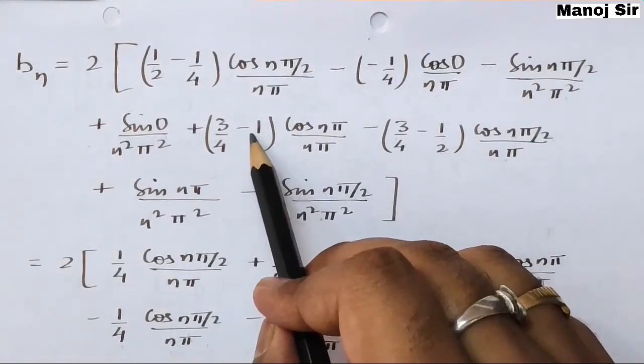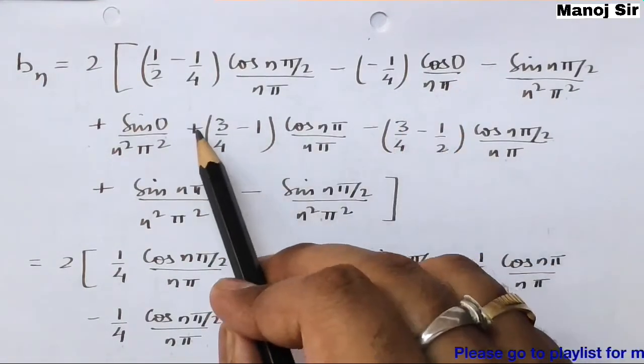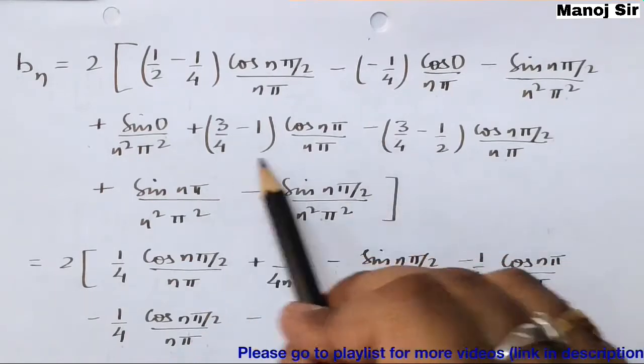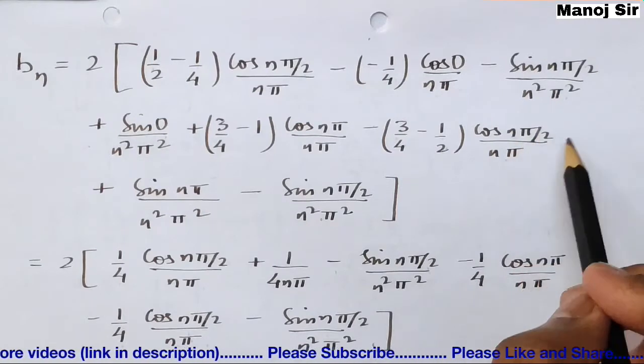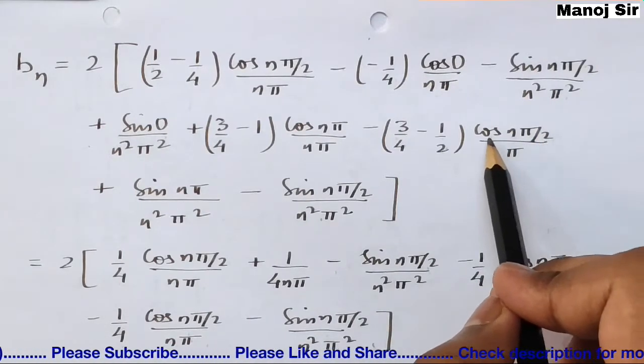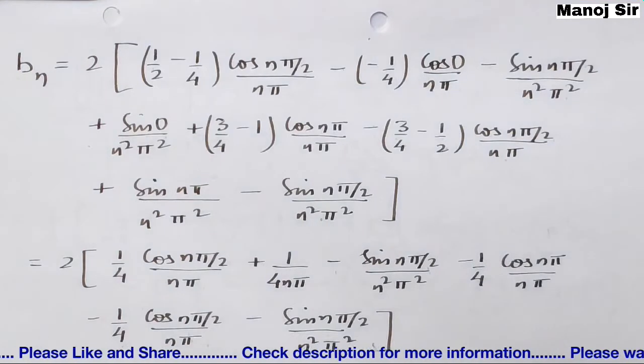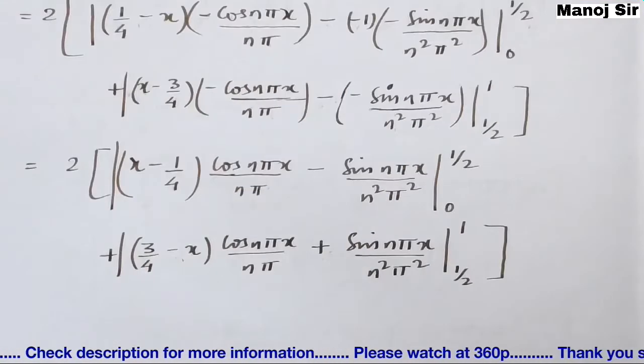Okay, so in place of 1 we need to put half, so this is going to be upper limit positive, lower limit is negative, so 3 upon 4 minus half into cos of n pi x, so x equals to half, so this is going to be cos of n pi by 2 upon n pi. Okay, now we'll come to the last, that is this part.